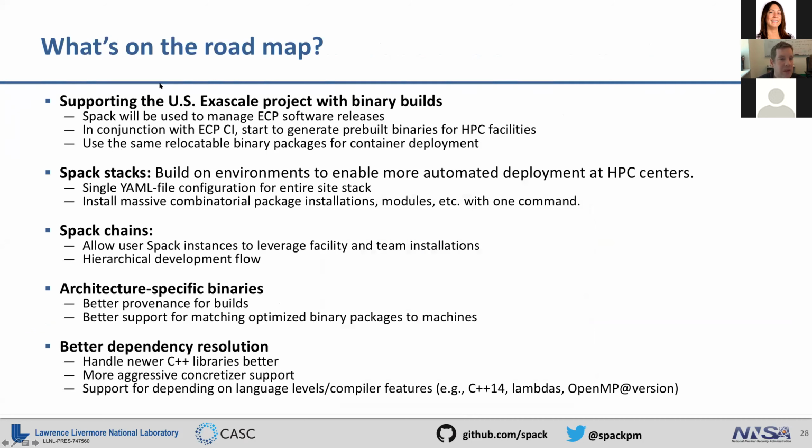So on the roadmap are a number of things. One of the big ones is that we're trying to support the ECP with binary builds. And we are building something called Spack stacks that I think will help facilities to deploy things more easily. There's this chaining feature, I'll talk about that in a little bit, that lets you have one Spack instance depend on the packages installed in another. And we're working on architecture-specific binaries so that we can do optimized builds, make a binary package out of them, and know where they're reusable. So that if we optimize for, say, Skylake or AVX-512, we know that the binary that we produced is usable on machines that support that. And then finally, we're working on improvements to the concretizer.